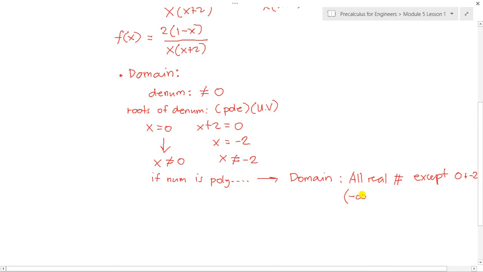Negative infinity, up to negative 2. So this is negative 2. Do you think it is a brace here or a bracket? Brace or parenthesis? This is parenthesis. Why? Di ba pwede si negative 2 not equal to negative 2. So this is bracket. I mean parenthesis.